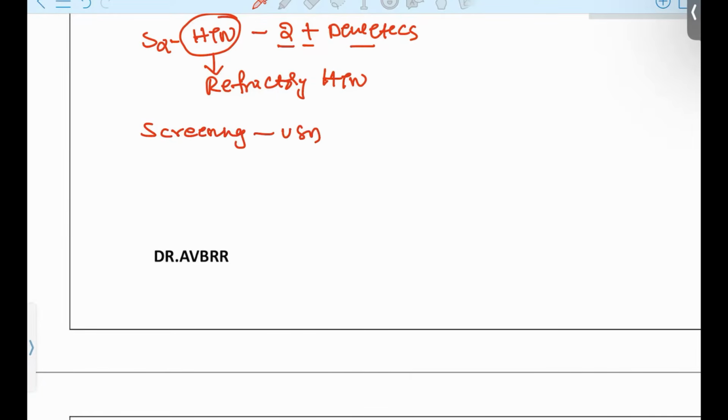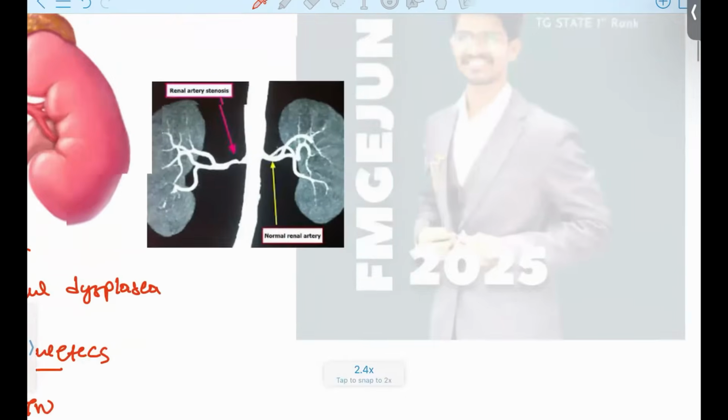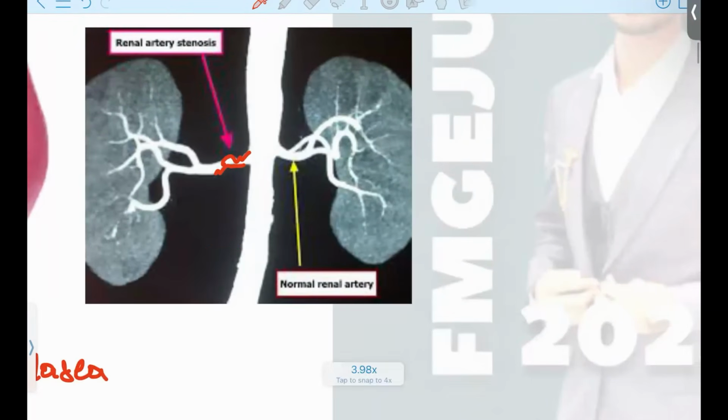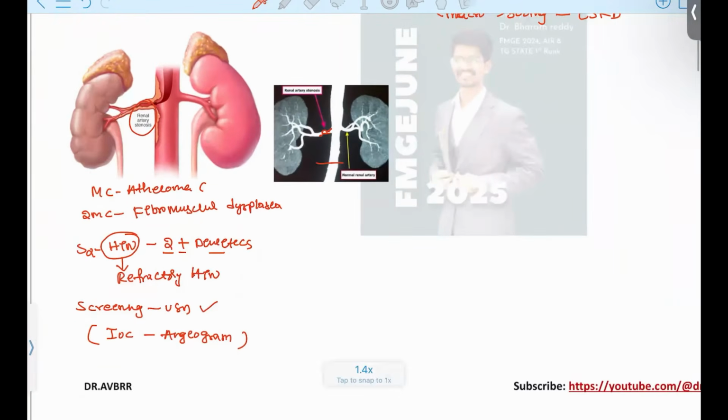And what is the ultimate choice? The gold standard, or the investigation of choice, is the angiogram. So the renal angiogram is the gold standard, whereas ultrasound is the screening test only. In the ultrasound, we will see a structure like this, so the beaded appearance will be seen. This is also an angiogram, but in the ultrasound also you will see the beaded appearance. So this is overall renal artery stenosis.